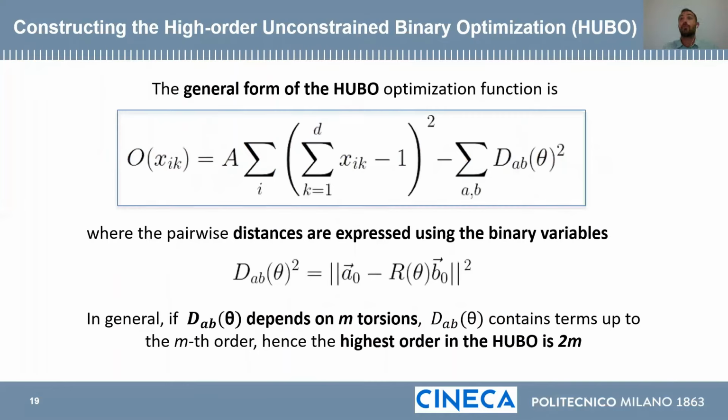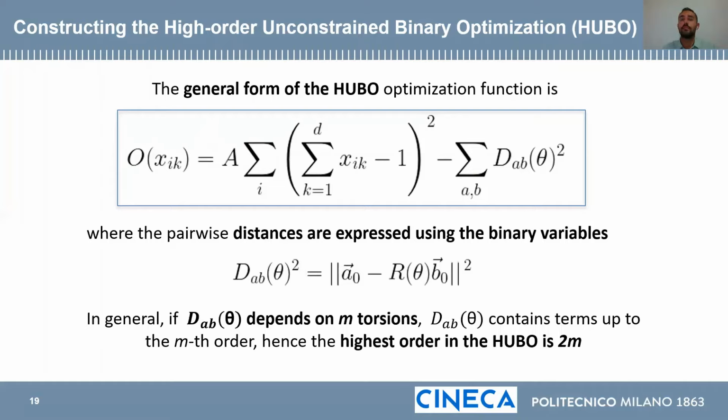This is the general form of the HUBO optimization function. The first term that you can see multiplied by A is the one associated with the constraint that I explained before, where there is only one acceptable value for the angles theta_i. And the second term is the maximization of the internal distances. Again, the internal distance is represented in this way.